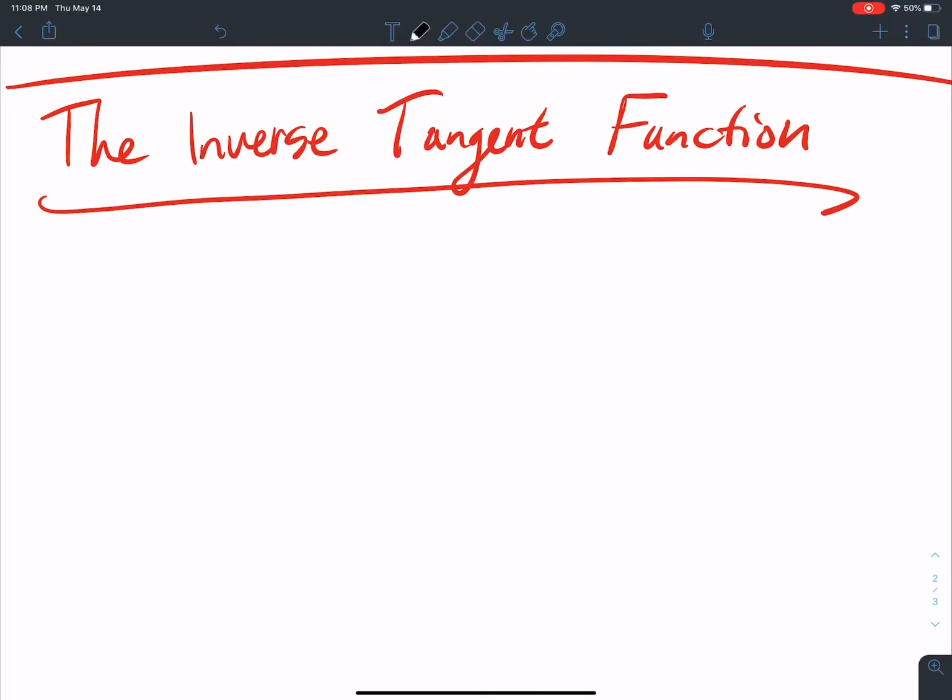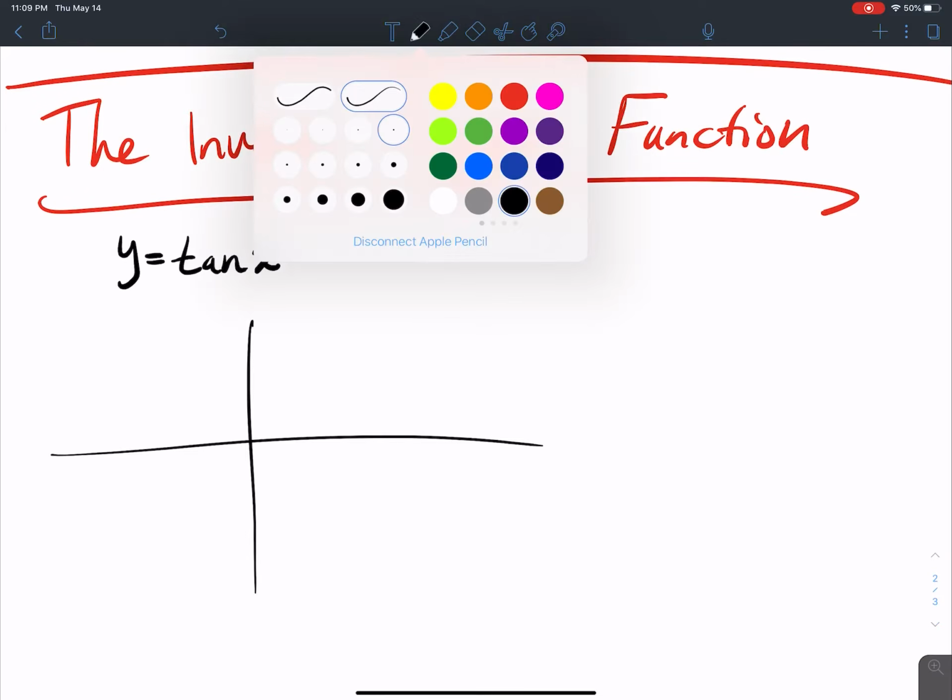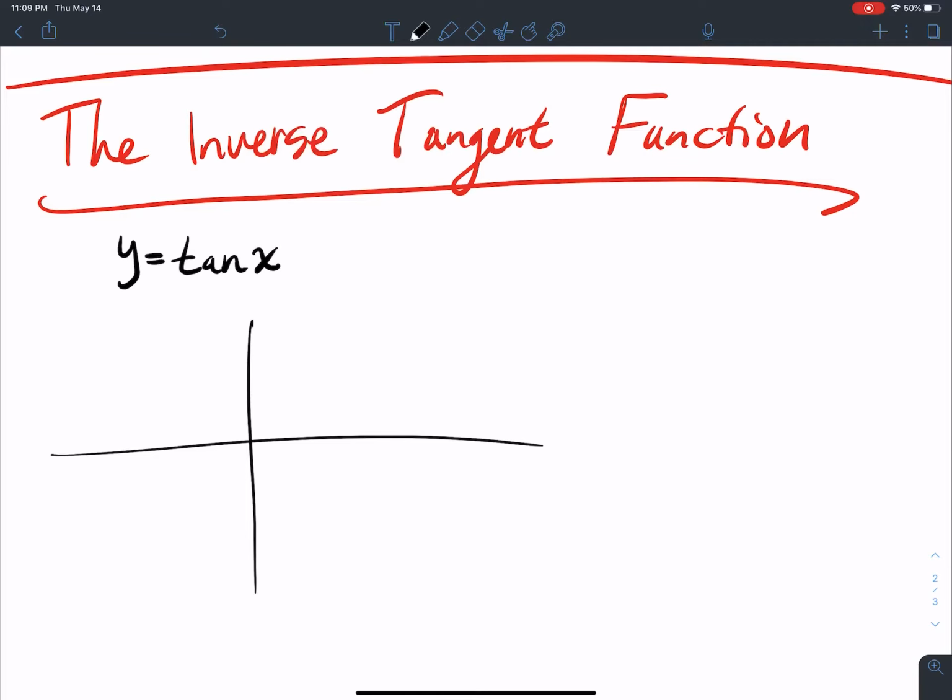All right, so here we're going to define the inverse tangent function. So tangent, just to make sure we're on the same page here, y equals tangent x. So this graph passes through the origin, kind of looking like this here. We've got vertical asymptotes at pi over 2 and negative pi over 2.